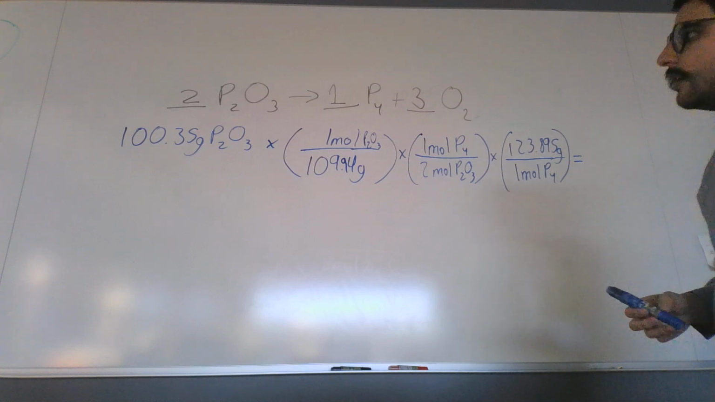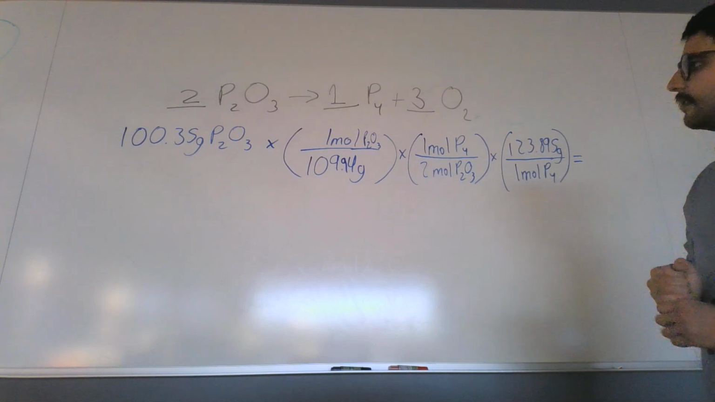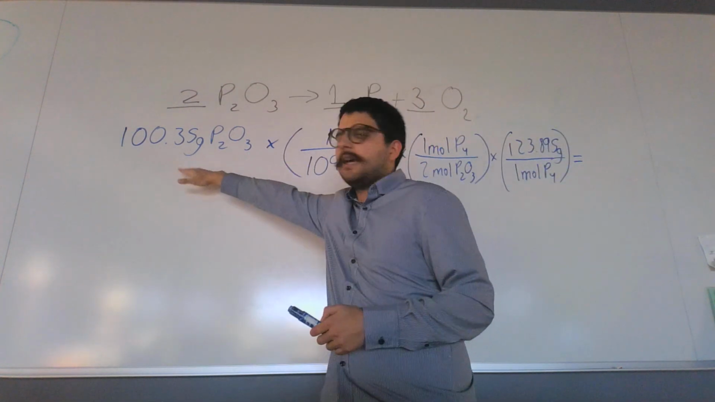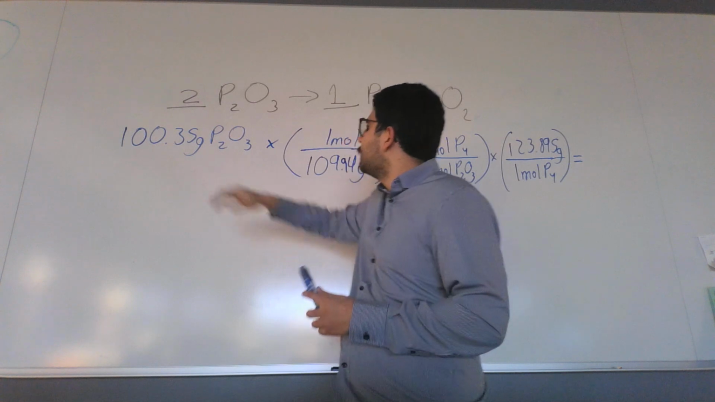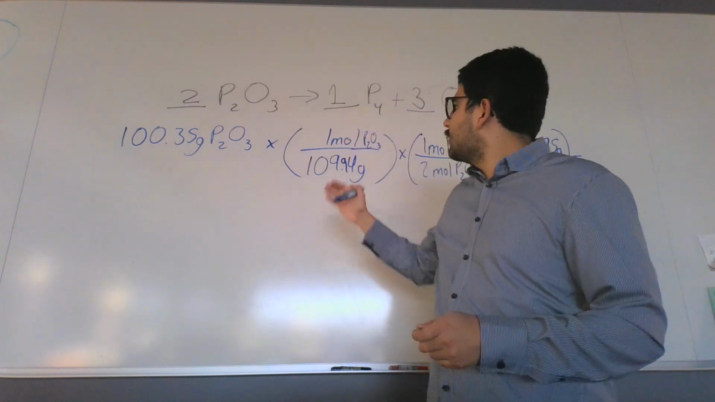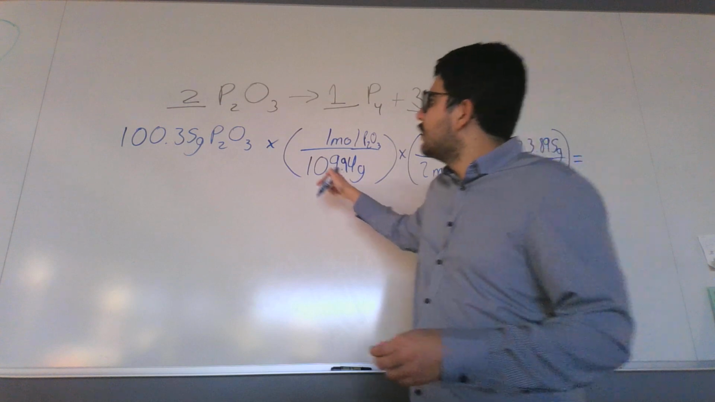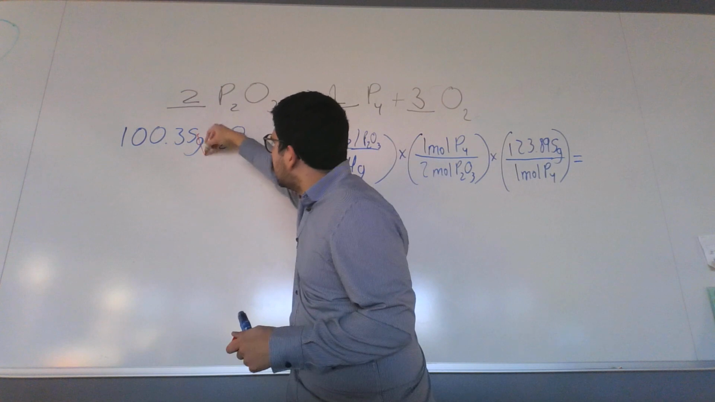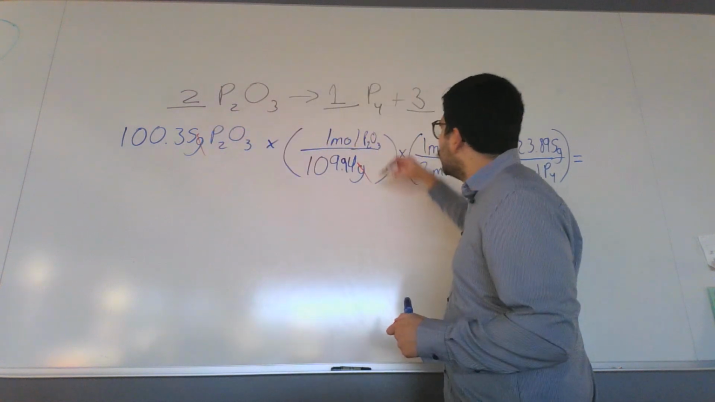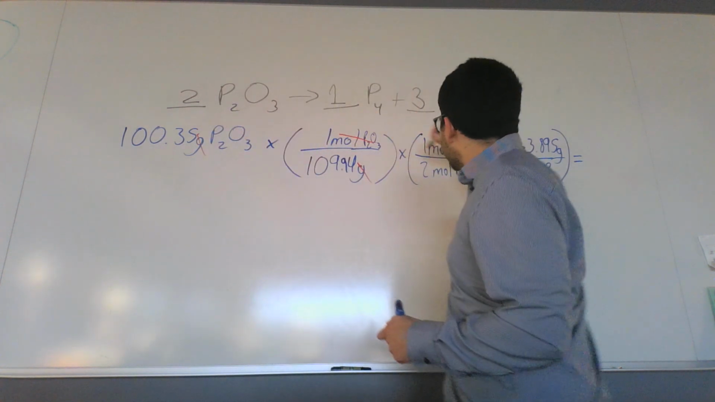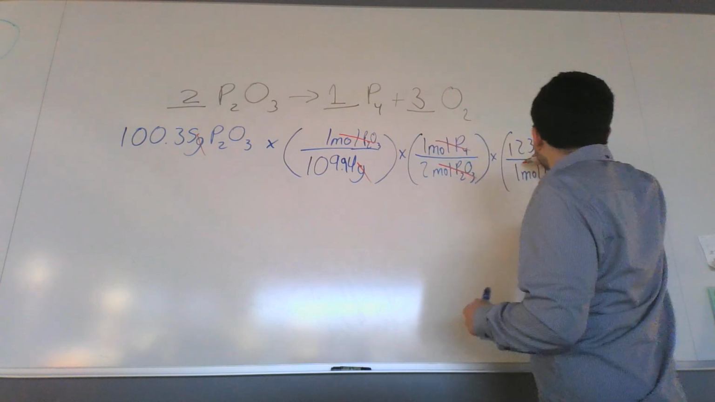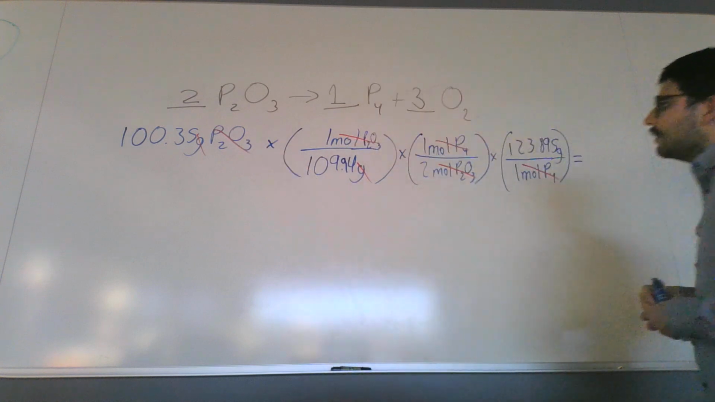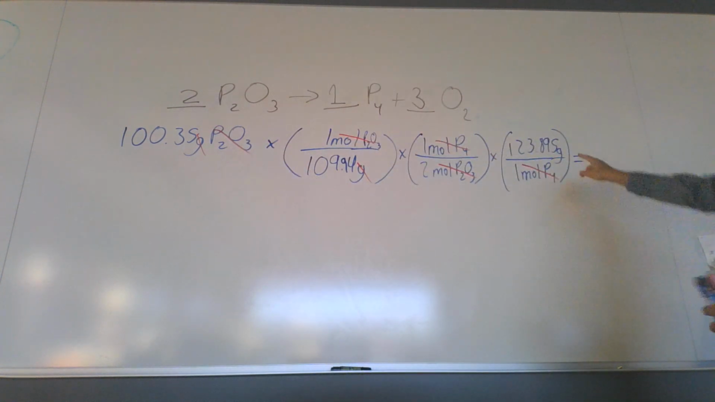And now, I just want to show you how everything cancels out. This is why I ask you to leave your given alone. Don't put a fraction under the given. Just leave it alone, and then just follow along with the units. The grams cancel out. The moles of P2O3 cancel out. And the moles of P4 cancel out. And the only thing we're left with is the grams of P4.